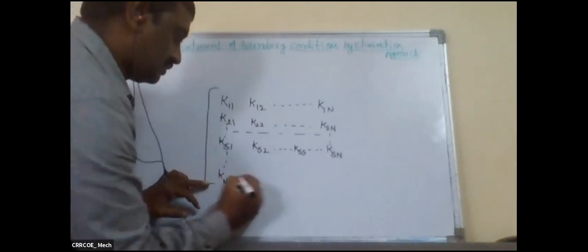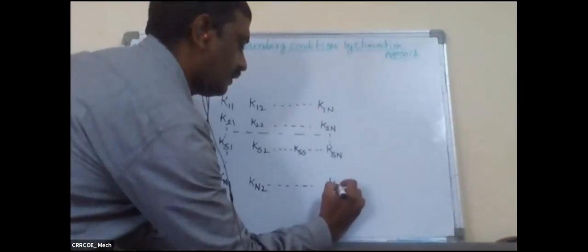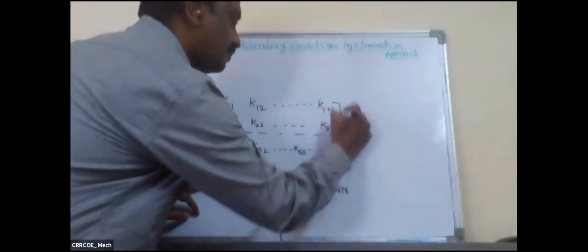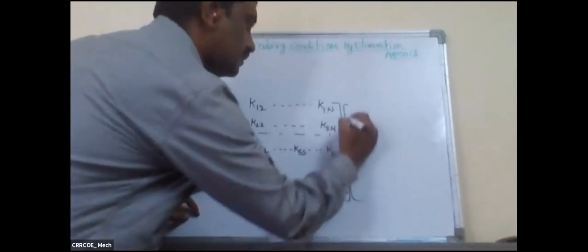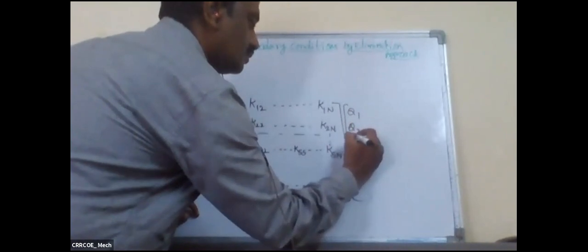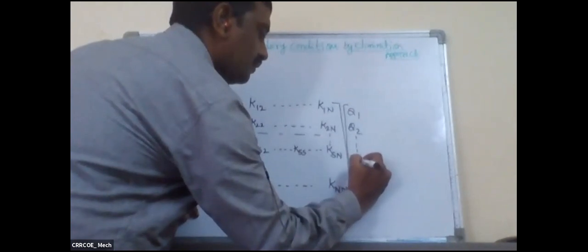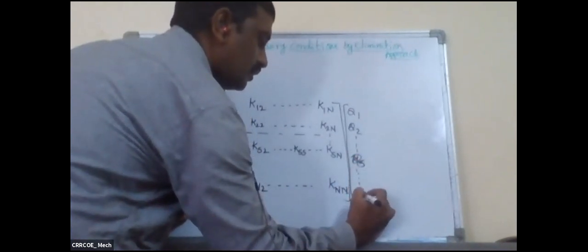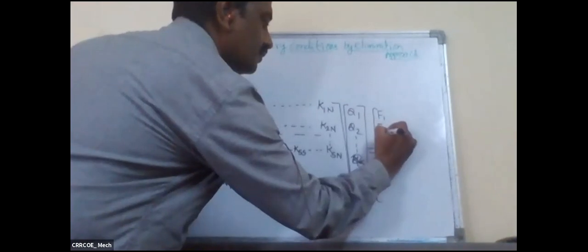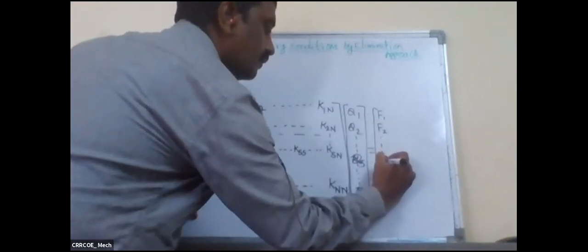So the nth row stiffness elements Kn1, Kn2, and so on, Knn, multiplied with nodal displacements Q1, Q2, and so on, Q5, and so on, Qn, equal to the load vector F1, F2, F5, and so on, Fn.